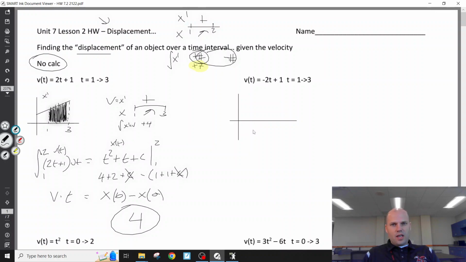Now we have a great opportunity here. What happens if we have negative 2t plus 1 from 1 to 3? Now I know if I plug in 1 into t, I'd get negative 1. So here's my velocity, and my velocity is negative. Since my velocity is negative, I know my position must be decreasing. If I find this area, I'm going to figure out how much I decrease. Your calculator can find this area.